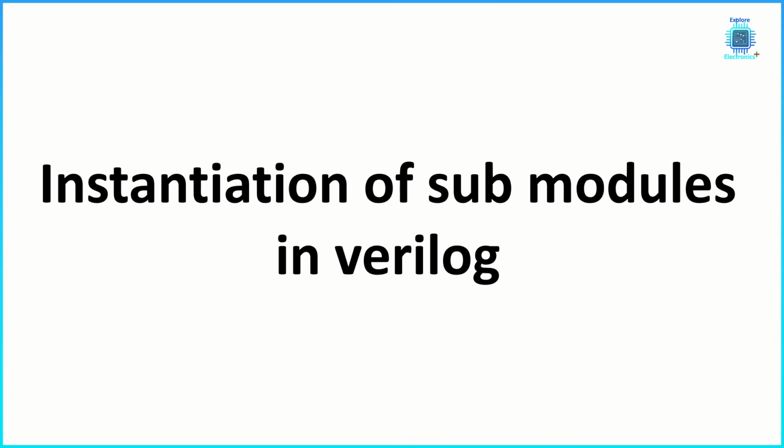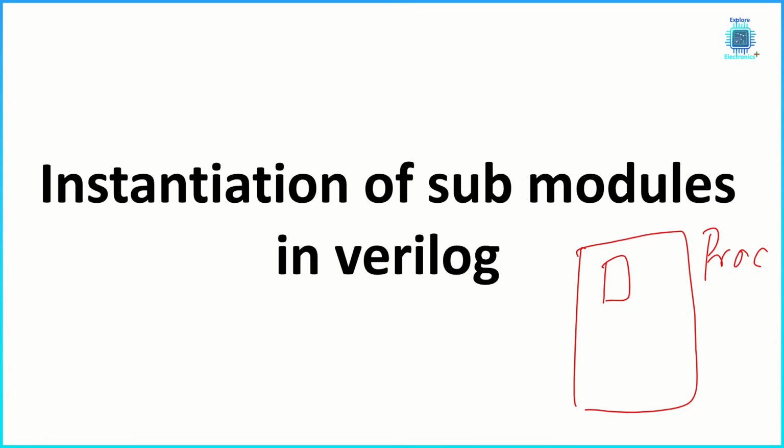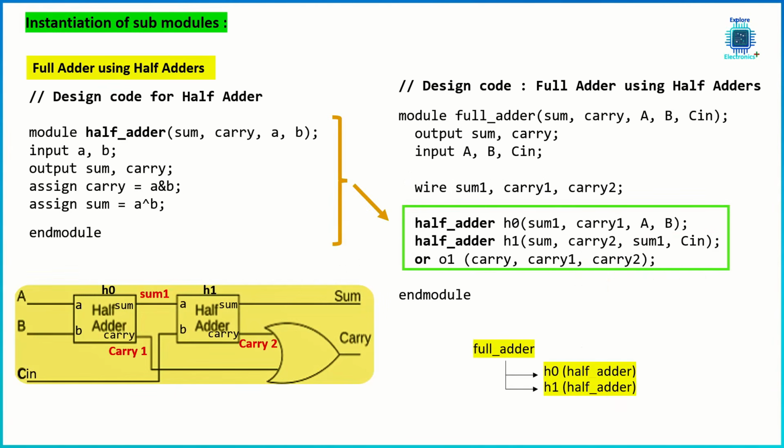Then we need to understand how to instantiate submodules in Verilog. Suppose we are making a complex block of design, which can be a kind of processor. This requires an ALU, some memory, some registers, some timers. All these are submodules we can instantiate inside a main Verilog code, and we can generate the complex design. Let us understand that. To make you understand, I have taken a very simple example: the design of a full adder using half adders.